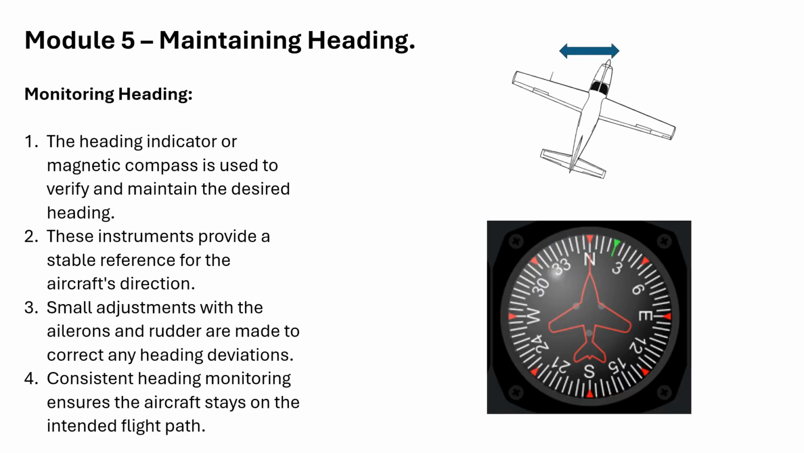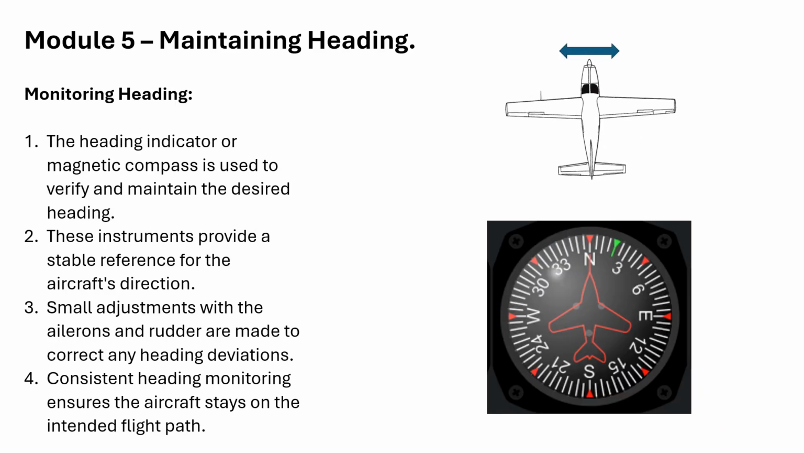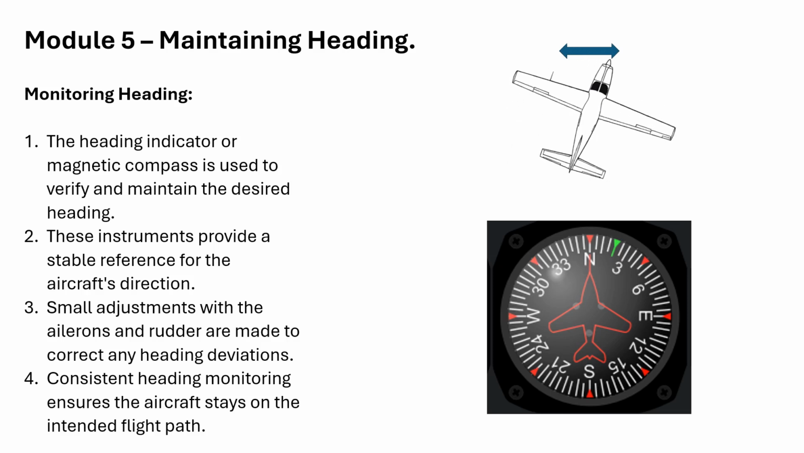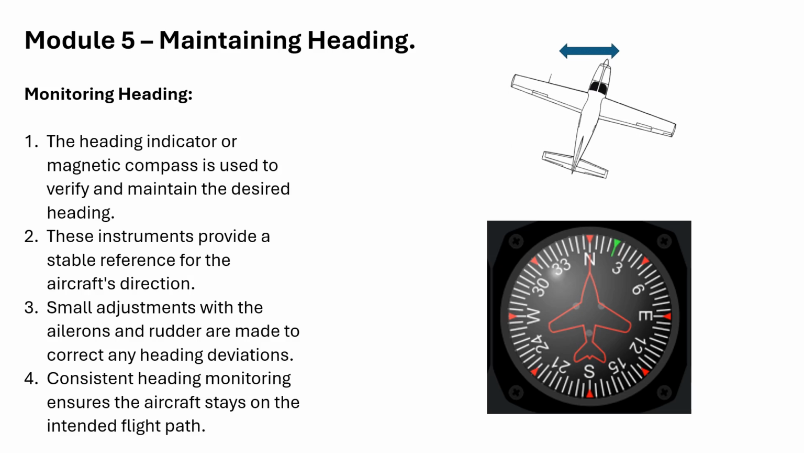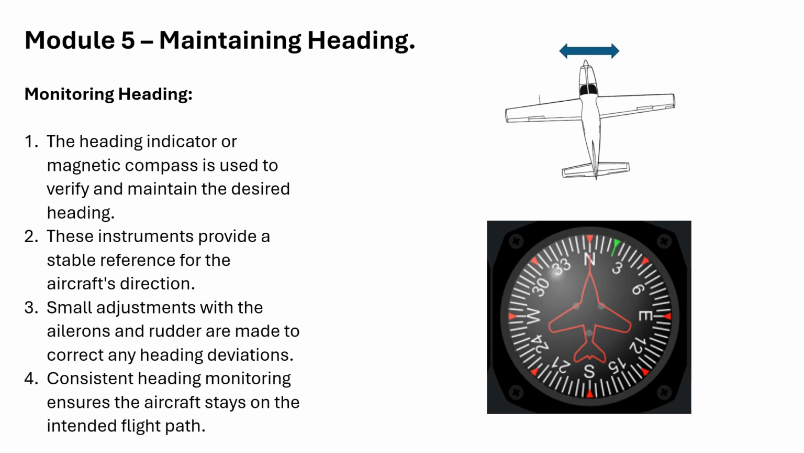Monitoring heading. 1. The heading indicator or magnetic compass is used to verify and maintain the desired heading. 2. These instruments provide a stable reference for the aircraft's direction. 3. Small adjustments with the ailerons and rudder are made to correct any heading deviations. 4. Consistent heading monitoring ensures the aircraft stays on the intended flight path.